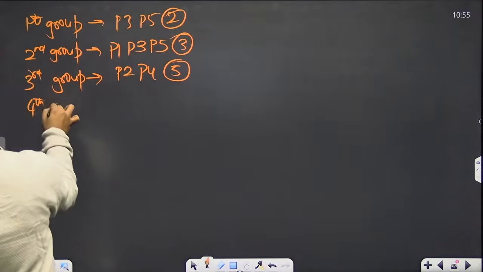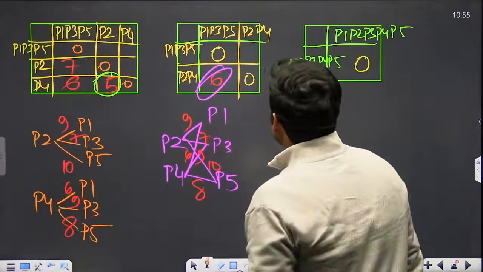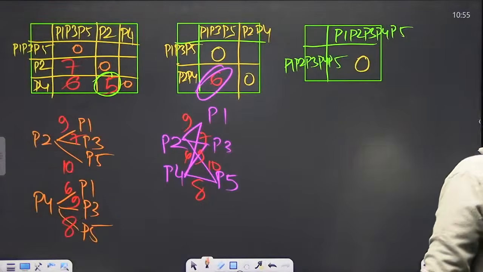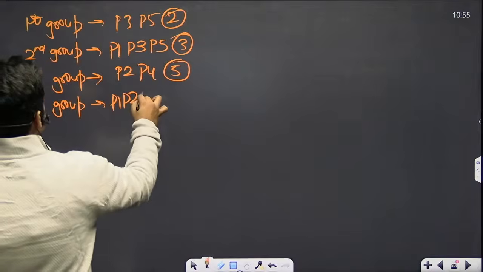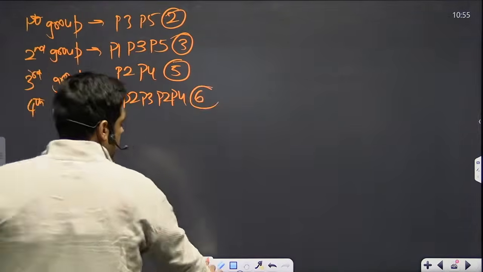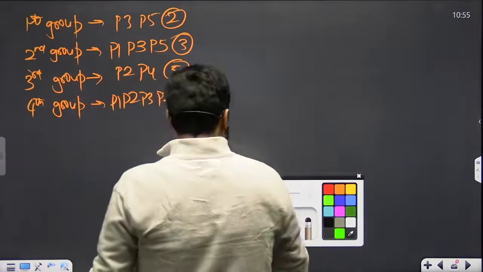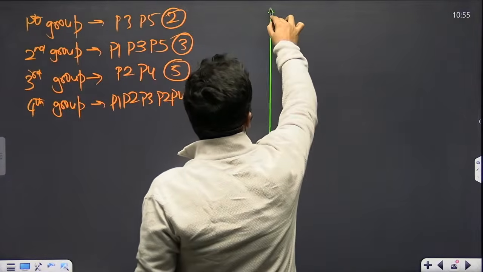And the fourth group was made between P1, P3, P5 along with P2 and P4, at a cost of 6. Now if I want to make a dendrogram, what I want is to make a dendrogram.